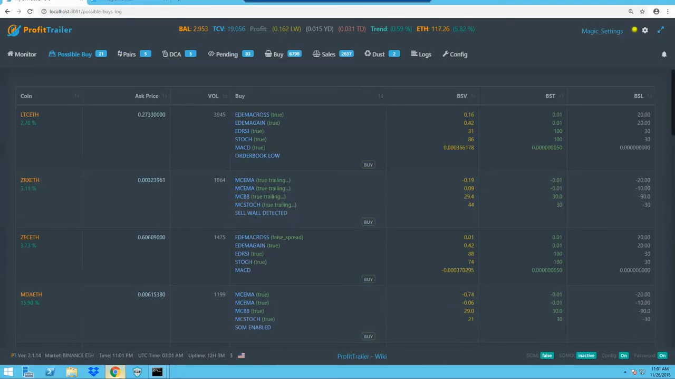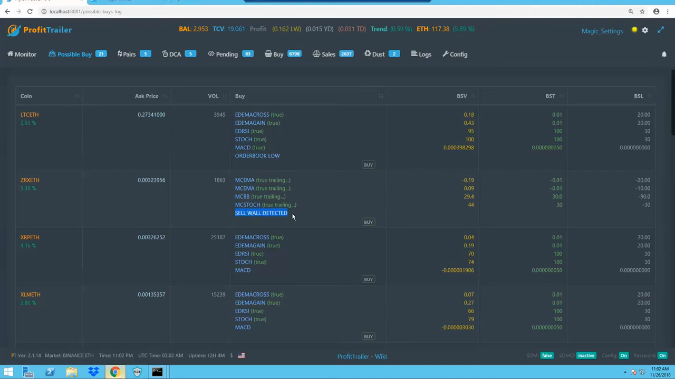And again, ProfitTrailer Magic makes ProfitTrailer a non-linear bot. You'll see here that the order book is low, so it's not wanting to buy the coin right now until the order book is no longer low. Everything is true, but it's not yet trailing. You'll see this one is trailing. However, while all these rules are true and trailing, the sell wall is detected.